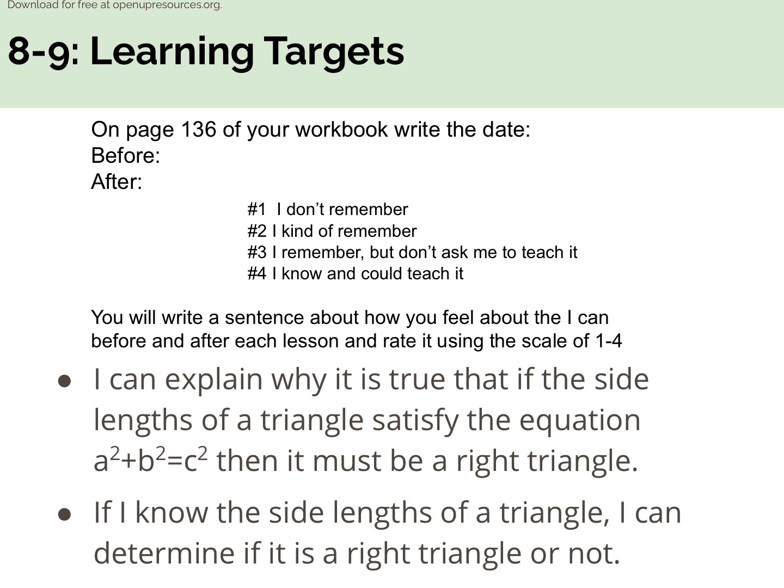Go ahead and turn back to page 136 and 137. Read the I can statements for lesson 9. I can explain why it is true that if the side lengths of a triangle satisfy the equation a squared plus b squared equals c squared, then it must be a right triangle. And if I know the side lengths of a triangle, I can determine if it is a right triangle or not. And then also lesson 10, solving equations using the Pythagorean theorem itself. So today it's only lesson 10 practice problems. That's all we have to do. Technically, we've already gone over lesson 9. That was through the Nearpod. For lesson 10, more of the focus is the 3D Pythagorean theorem.